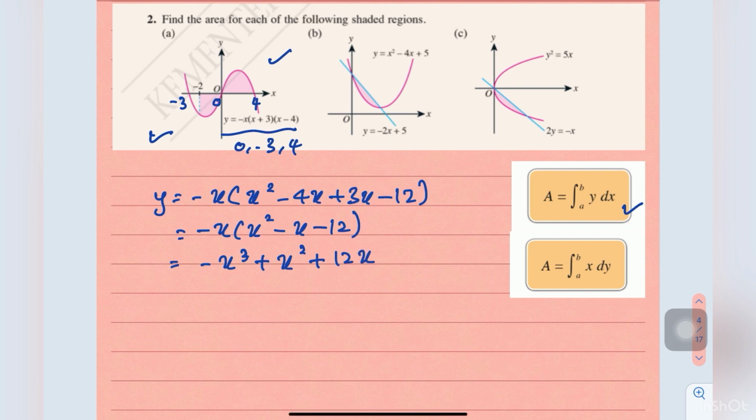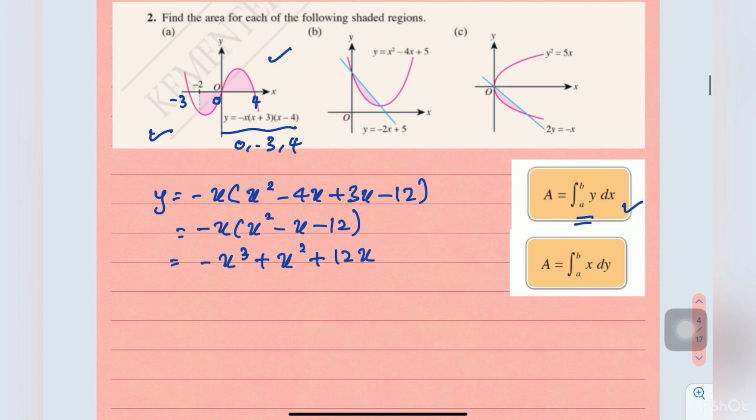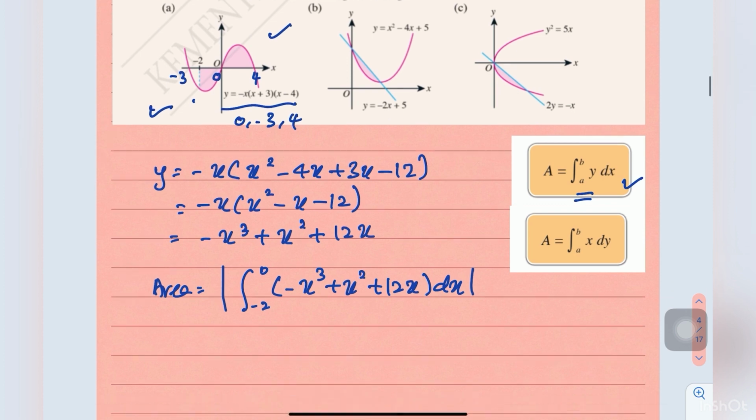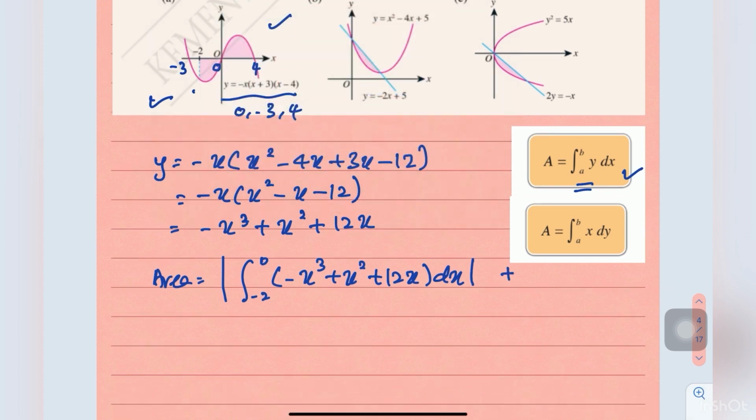Just now we agreed that we are going to use the formula with respect to x here, and we have to integrate separately. To find the area, integrate for the area on the left side. Since the value is negative, put a modulus: the integral from negative 3 to 0 of y dx, so negative x cubed plus x squared plus 12x, dx. Plus, for the right side, maybe I can use a different color, from 0 to 4 of negative x cubed plus x squared plus 12x, dx.